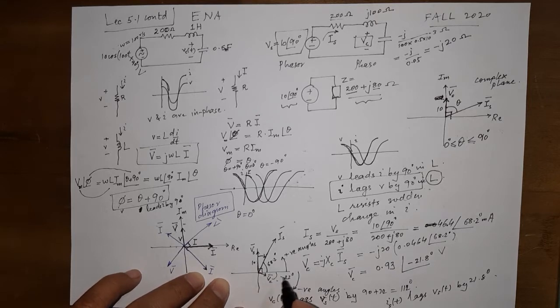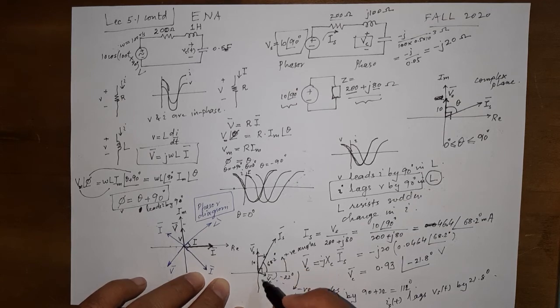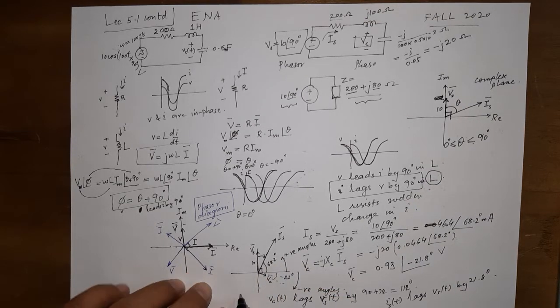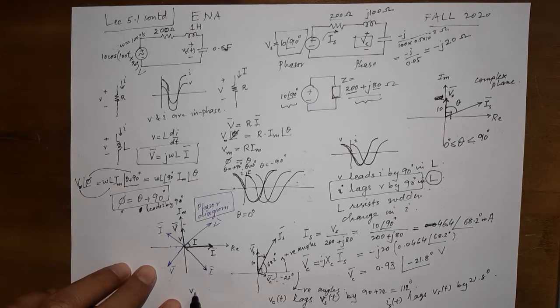And look at this one. Now this is very important. Now note this last part very carefully. Note this IS, note this VC. How much does this VC lag IS? I can say this in phasor as well. So VC lags IS by what? This is 68.2, this is 21.8, by 90 degrees. So where does voltage lag current by 90 degrees?